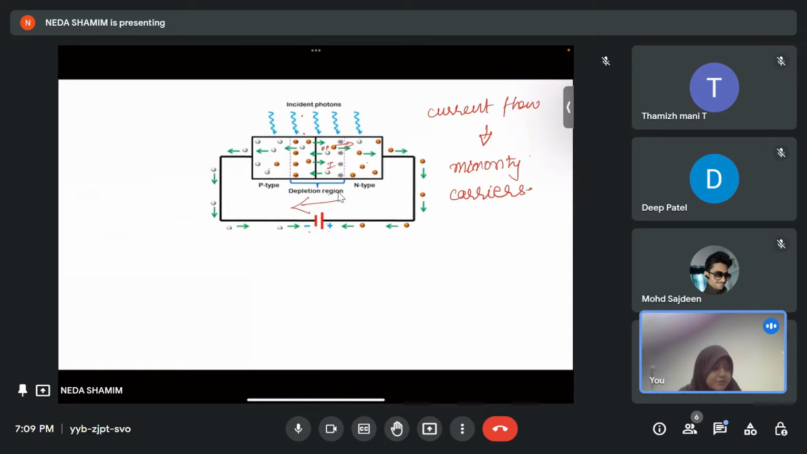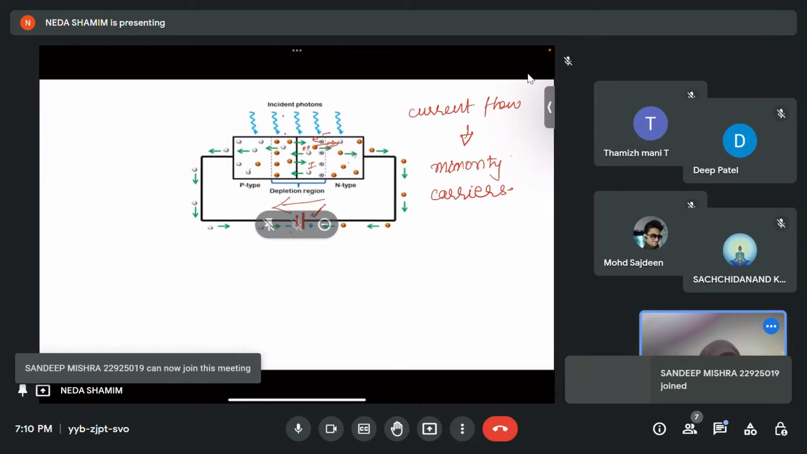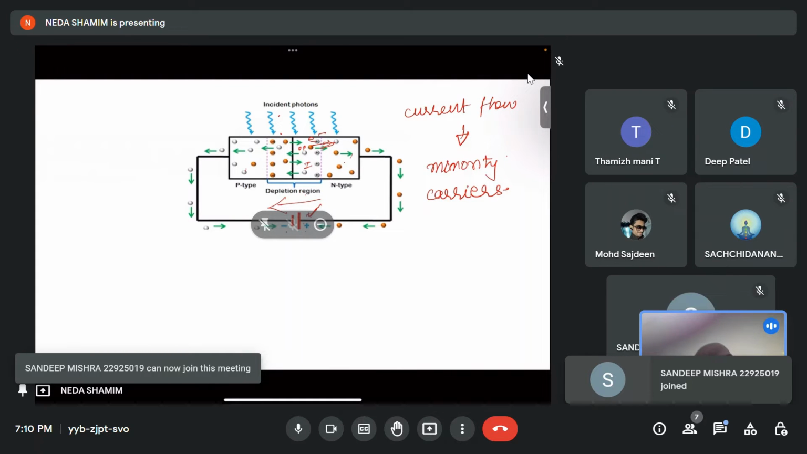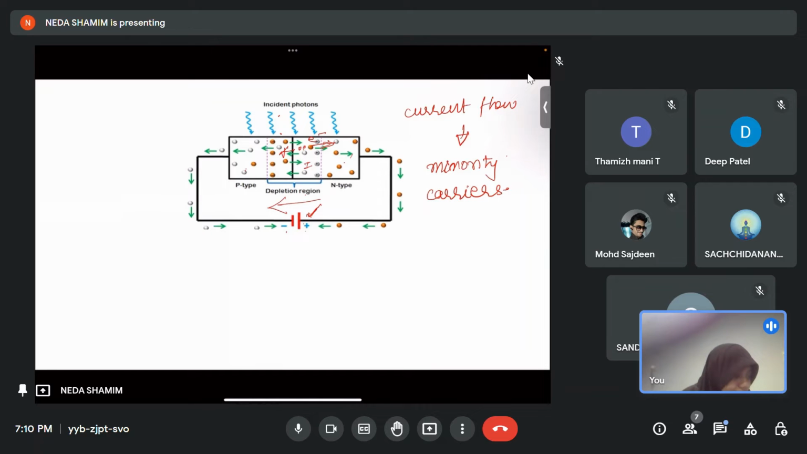Electrons will be pulled to this side because it's positively charged. It's connected to the positive terminal of the battery. These are the electrons, pulled to this side, and the holes will be pulled to the other side. It's quite visible from the diagram. So can you tell me about the current flow? P to N. Current is flowing because of the minority carriers, and it is reverse bias.